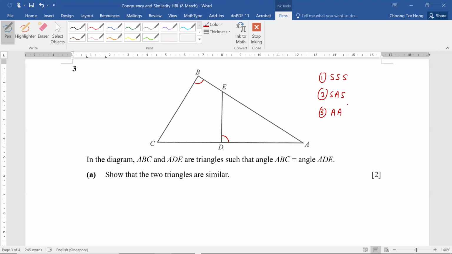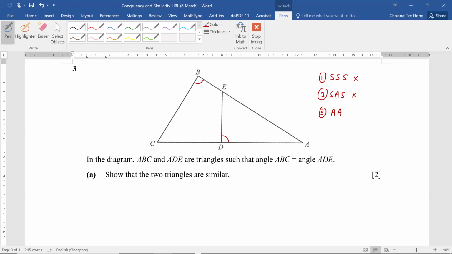Looking at the question, we need to think about which test we can possibly use for this case. If you look at just part A of the question, you can see that there are no lengths given to you. So you won't be able to find the ratios of any corresponding sides. This means that we can automatically eliminate these two tests already. It's not possible for us to use these two tests in the context of this question. Then we need to turn our focus to AA.